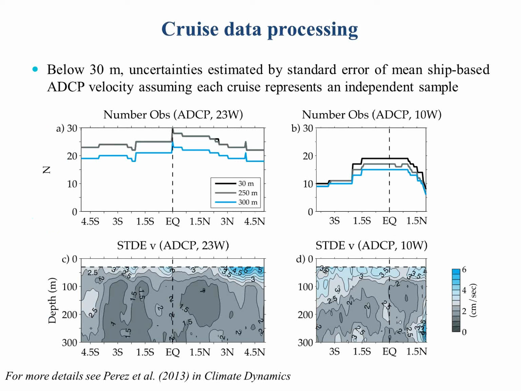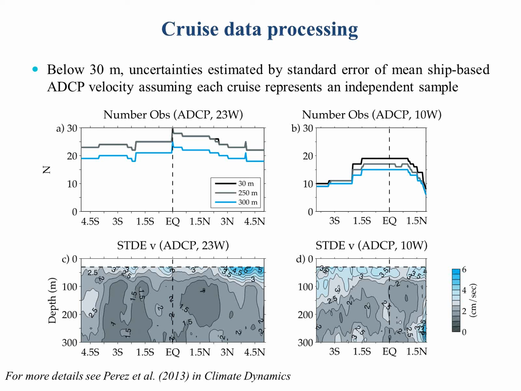Before I show you the means, I can say a word about the uncertainties. Below 30 meters from the ADCP data, the uncertainties are simply the standard error of the mean from the ship-based ADCP velocity estimate. And I assume for that calculation that each cruise represents an independent sample. So I'm showing here the number of samples that I have. This gray line shows you 250 meters depth, and the blue shows you 300 meters. You can see that the number of samples varies with depth and with latitude, and that goes into the standard error calculation.